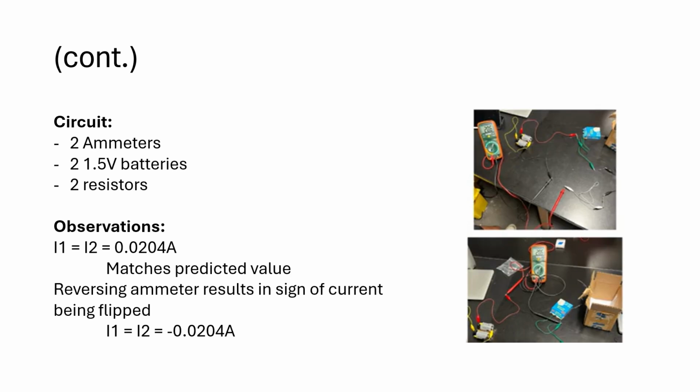So some observations I made from the circuit that I created were that I1 equals I2 equals 0.0204 amperes, and that matches our predicted value of both of the ammeter readings being the same. And if we reverse one of the ammeters, it results in the sign of the current being flipped.